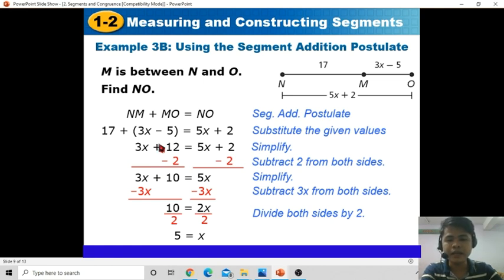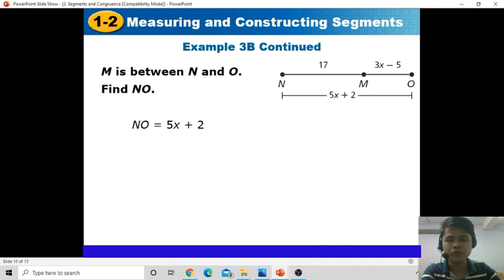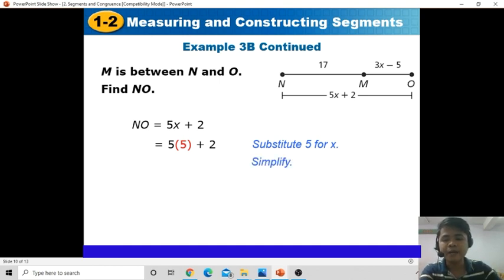Kaya ang gagawin natin to find the value of NO is to substitute the value of x to the given value ng NO, which is 5x plus 2. It will be 5 times 5 plus 2. You substitute 5 for x, it will be 5 times 5 plus 2. 5 times 5 is equal to 25 plus 2, 27.